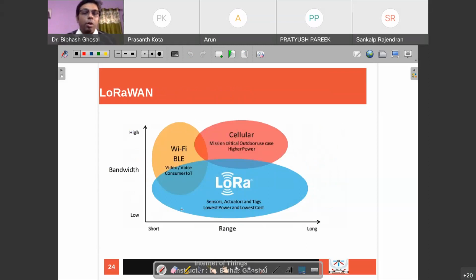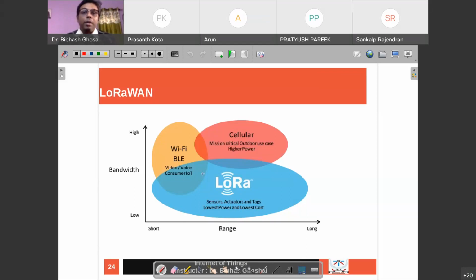We don't have scope to discuss each of these technologies extensively, so I'll just introduce you to the LoRaWAN technique. For more details, you can always look up the internet or the textbook. You'll find details about it.